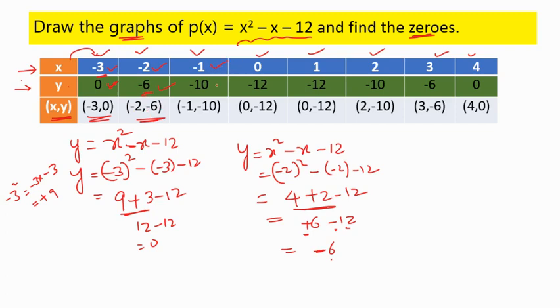Similarly, when x is minus 1, y will become minus 10. When x is 0, y will become minus 12, because 0 square minus 0 minus 12, this 0 has no value, so obviously minus 12 will be the value.